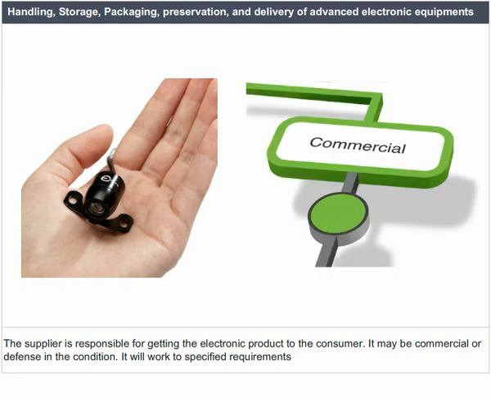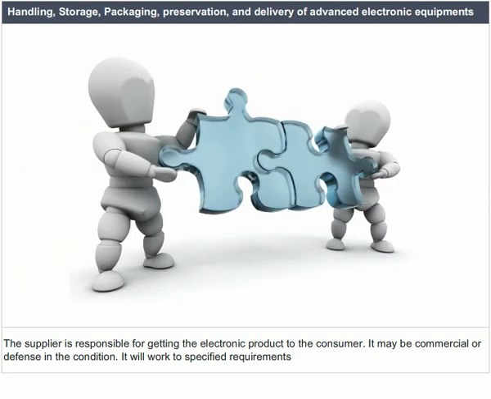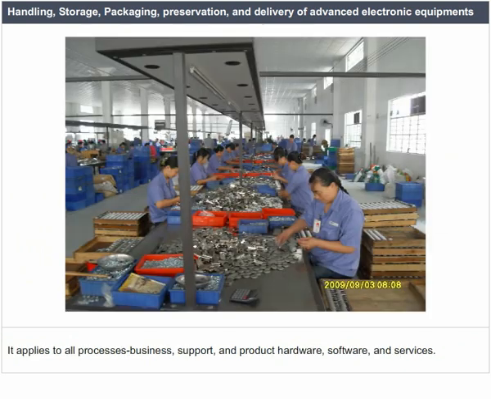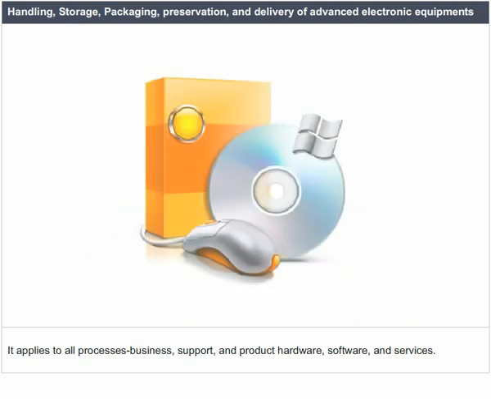It may be commercial or defense in the condition. It will work to specified requirements. Again, these are documented, auditable, and established processes with specifications and standards. It applies to all processes: business, support, and product hardware, software, and services.